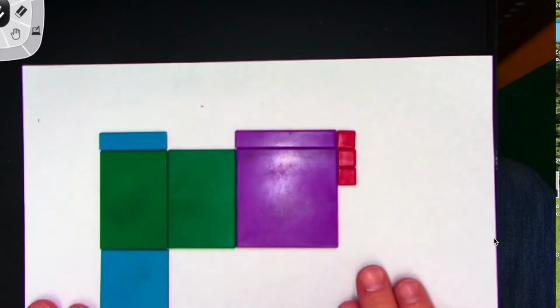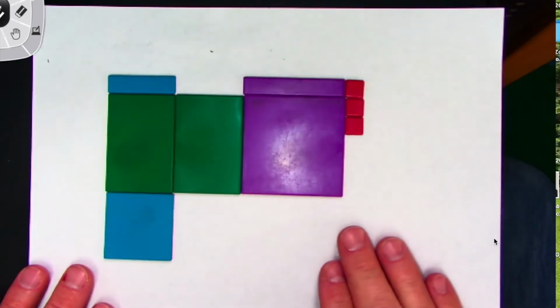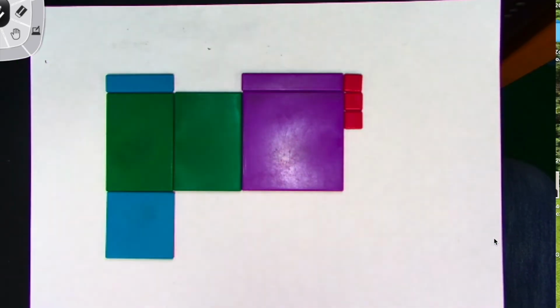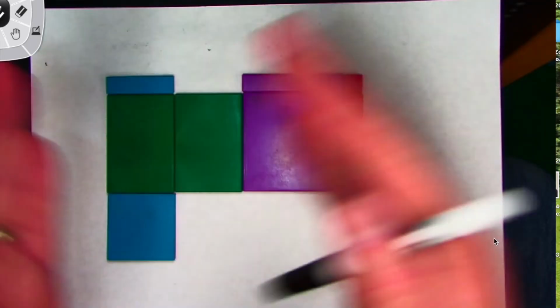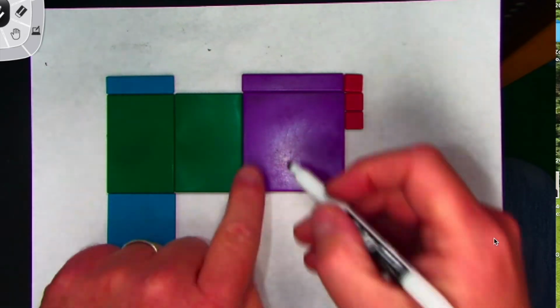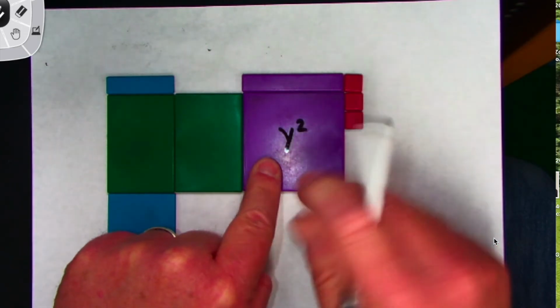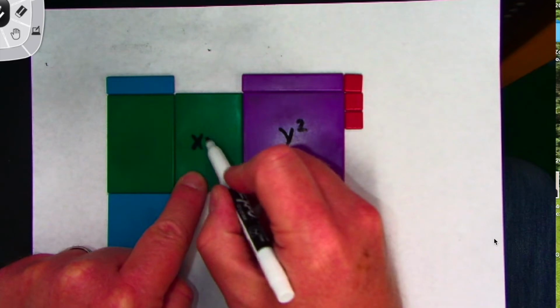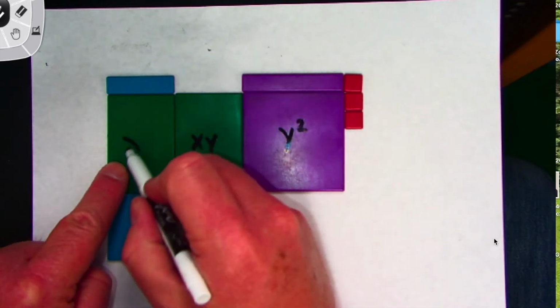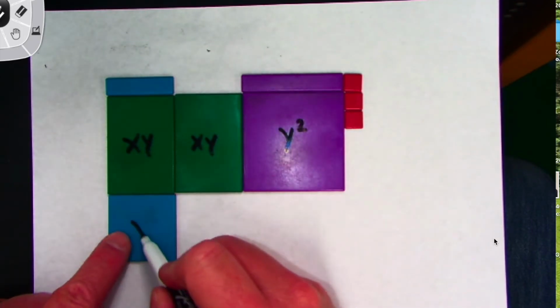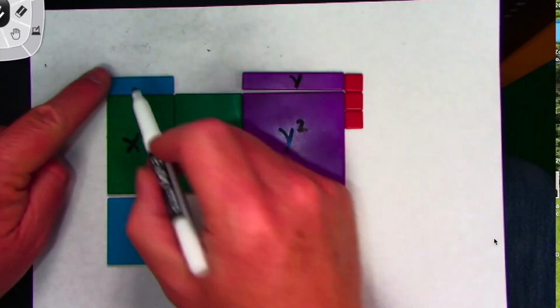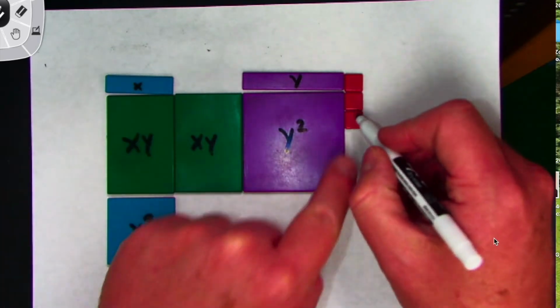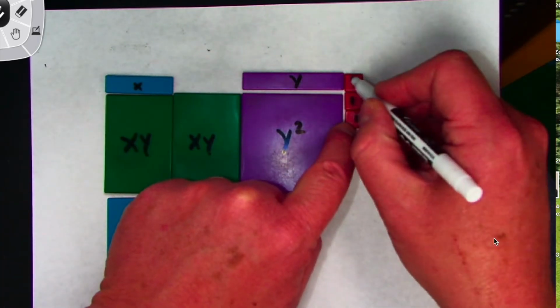All right, let's go back down here to our math tiles. I know you remember the names of these tiles, but this is a nice set here. I'm going to mark them up. This is a y squared tile. This is an xy tile. This is an xy tile. This is an x squared tile. This is a y tile. This is an x tile. This is a 1, and a 1.